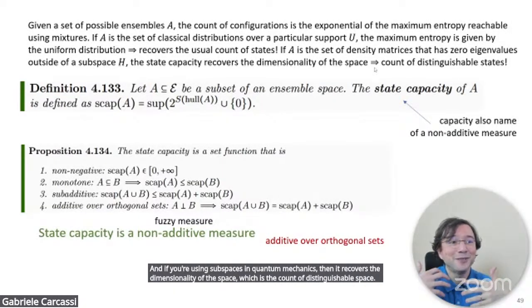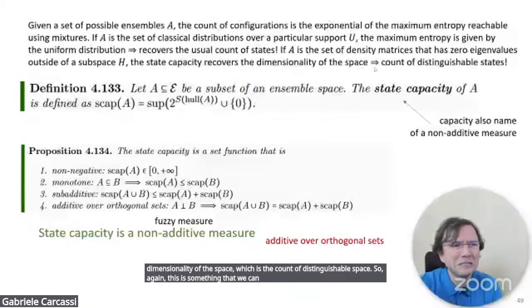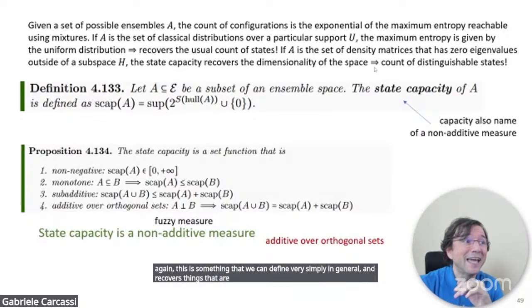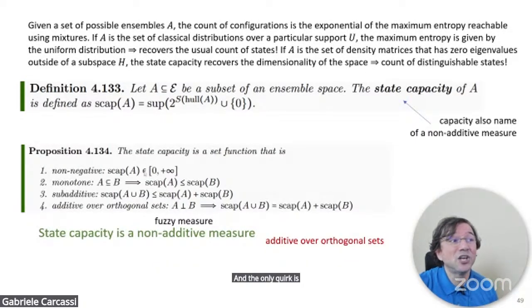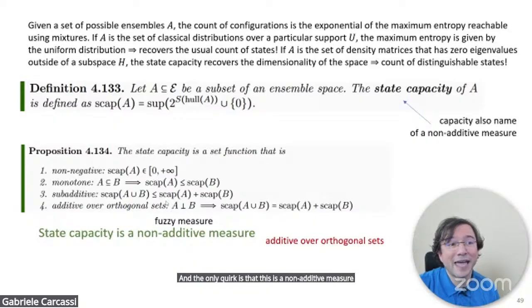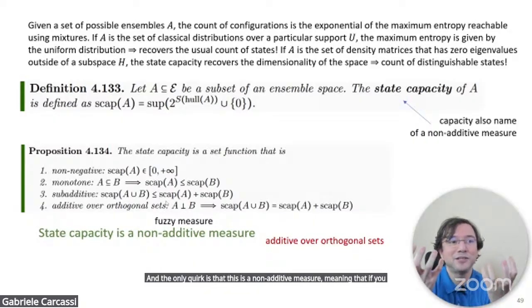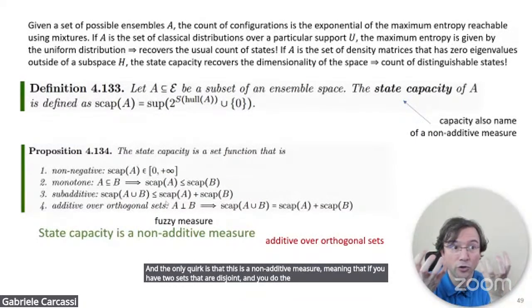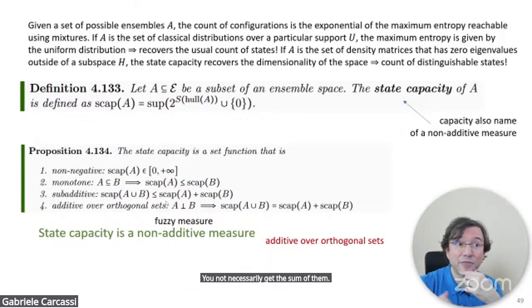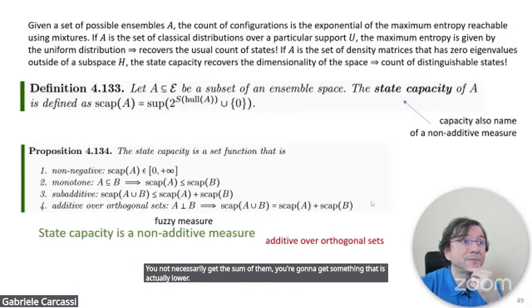So again, this is something that we can define very simply in general and recovers things that are interesting. The only quirk is that this is a non-additive measure, meaning that if you have two sets that are disjoint and you do the measure on the union of both, you not necessarily get the sum of them. You're going to get something that is actually lower.